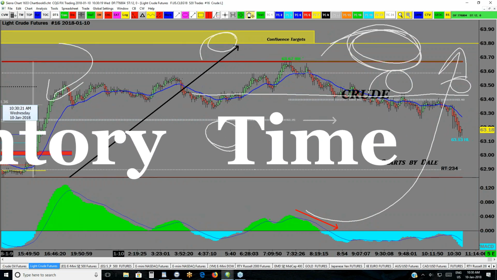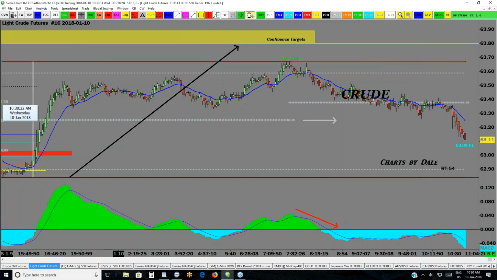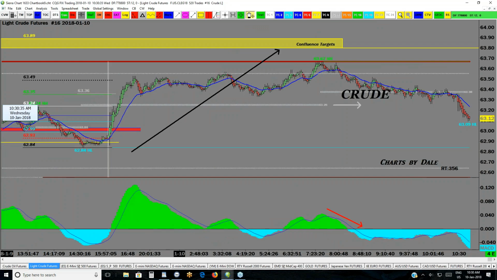We got our 63.25. We talked about, whoops, let me just erase some of this and we'll pull this back one notch. So here is what we're looking at right here to go long, and we'll put that in right here on your CL. This is Wednesday. It's now almost 10:31. 6309, that holds. We get our 6389 confluence target. Those are the targets to the upside.